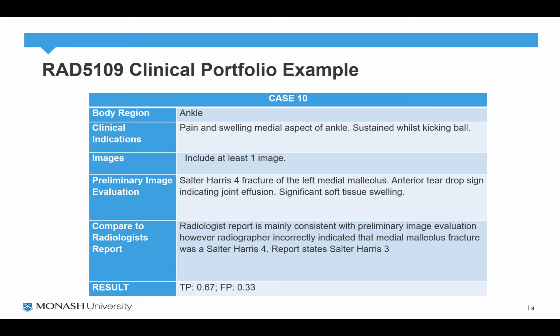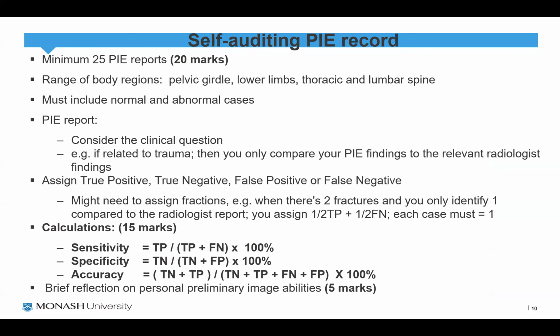But when compared to the radiologist, it was mainly consistent. However, the radiologist identified a Salter-Harris type 3 and not a Salter-Harris type 4. So when you then do your true positive and true negative, the true positive then was 0.67 and the false positive was for the incorrect classification, and that's 0.33. Remember, when you add everything up, it must be equal to 1 for each of the cases.